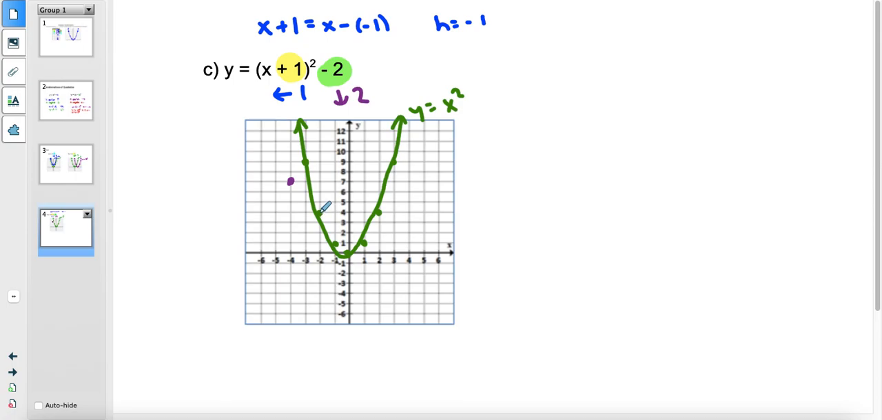I'm going to take this one, again, same thing. Shift it left 1, down 2. Left 1, down 2. And so on. Left 1, down 2. And there we go.